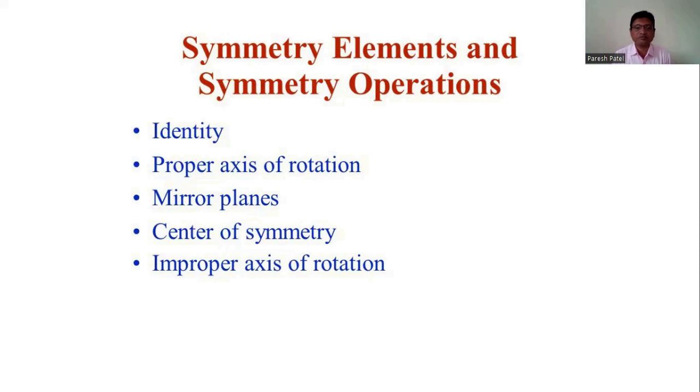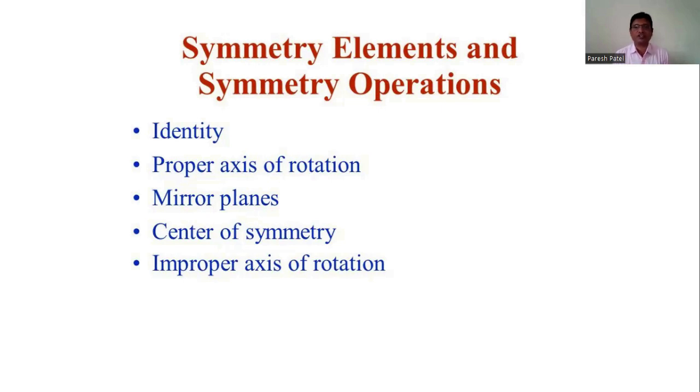So repeat again. Plane, line or point. These are known as symmetry elements, and the process carried out on either plane, line, or point to get the equivalent orientation position. This process can be recognized as symmetry operation.